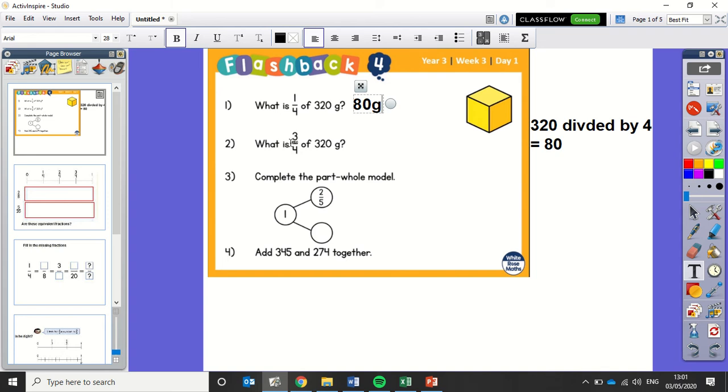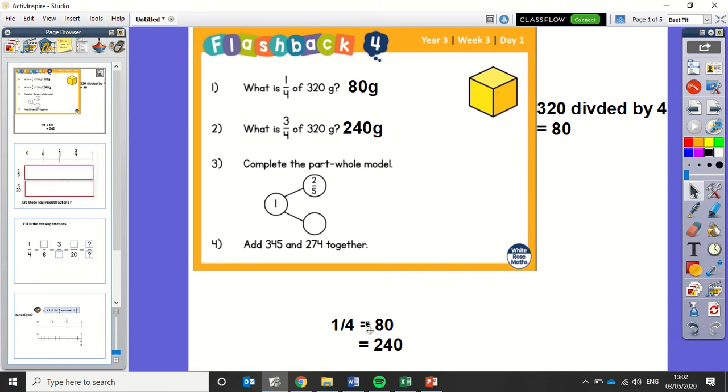Now, to find the answer to number 2, we need to use number 1. Because this one says, what is 3/4 of 320? Well, we already know 1/4 equals 80. So to find 3/4, I have to times that by 3. So 80 times by 3 is the same as doing 8 times 3, which is 24, and then times that by 10 gives me 240. So what is 3/4 of 320? 240 grams. Move that up to the side.